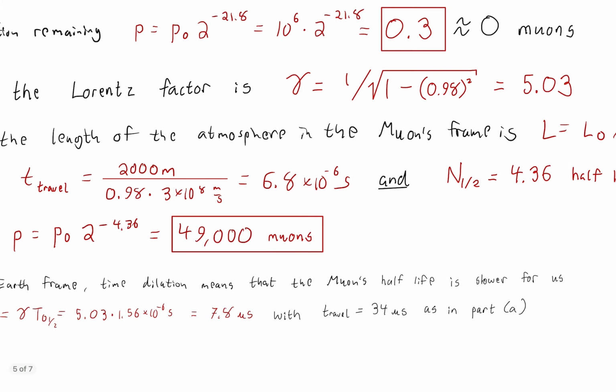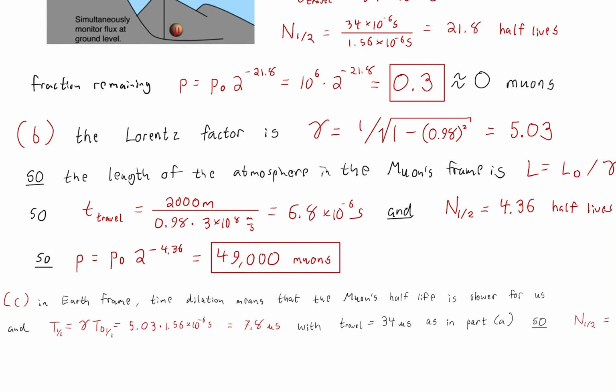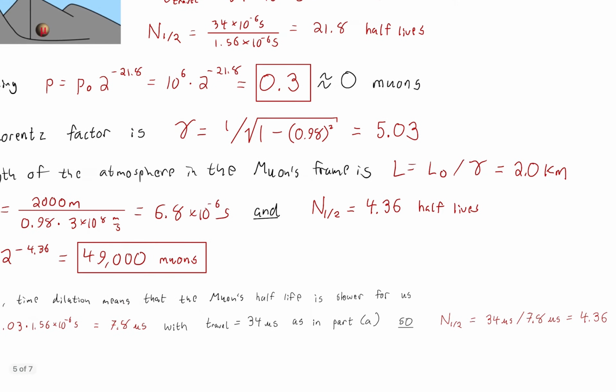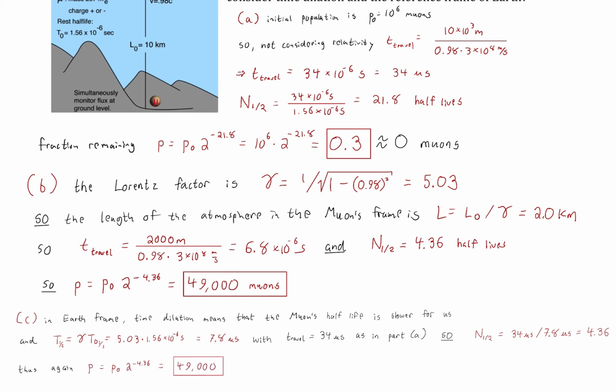Well, again, that's going to make a big effect, because when we take the travel time according to Earth, which is 34 microseconds, because it's the longer travel time, right, as we saw in part A, well, if you take that 34 microseconds and divide by the 7.8 microseconds, the dilated time, then we find out that, yep, no surprise, only 4.36 half-lives have elapsed. So then, according to the Earth's reference frame, we still get a population of 49,000, consistent with actual observations. Okay? So pretty neat. We can go at it two ways, considering either reference frame, using length contraction in one case, time dilation in the other.